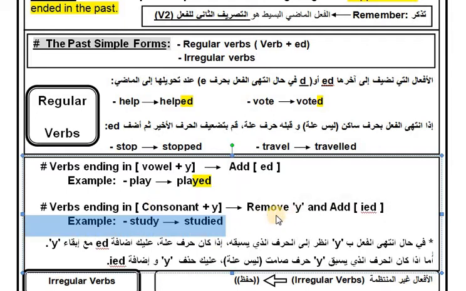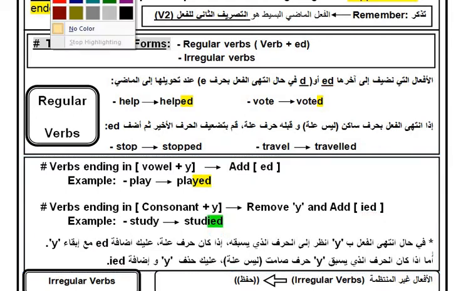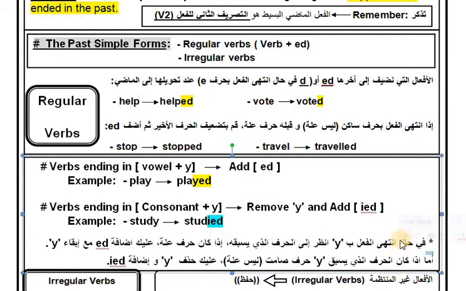لما بدك تعمل remove y تحذف الواي then add ed وليس ed لحالها. So be careful here please. نعيدها بشكل سريع. في حال انتهى الفعل بحرف y look at the previous letter. انظروا إلى الحرف الذي يسبقه. إذا كان علة خليه وضيف ال ed. But إذا كان الحرف الذي يسبق الواي صامت which means not a vowel هون you need to remove y then add ed.